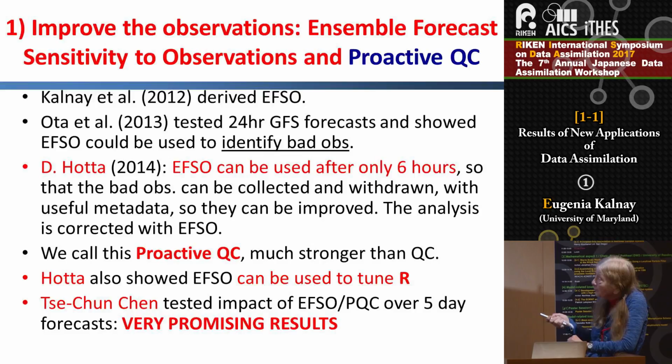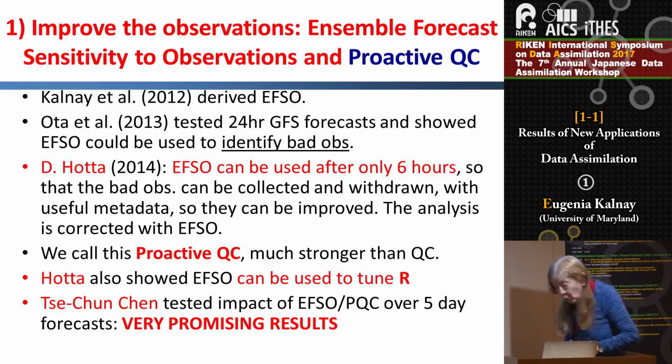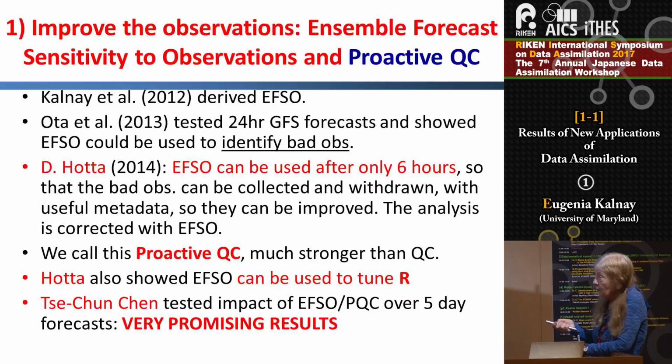I was lucky to derive the very simple equation for ensemble forecast sensitivity to observations. And we immediately, with Yoichiro and Daisuke Ota and Daisuke Hota, we talked. We thought we should use this for quality control. And Daisuke showed that EFSO can be used after only 6 hours, so that the bad observations can be identified, collected, and withdrawn with useful metadata so they can be improved. So we call this proactive quality control, which is much stronger than the regular quality control.